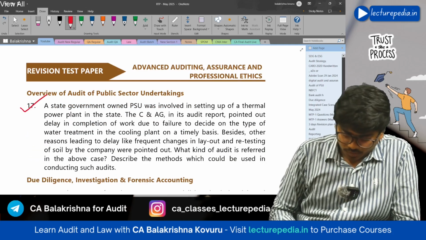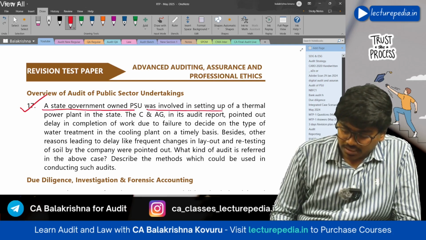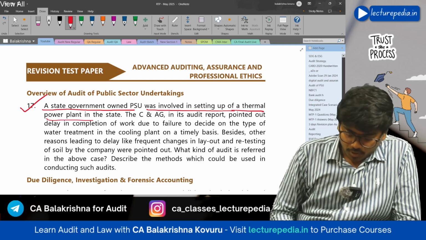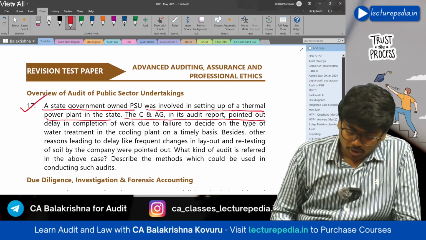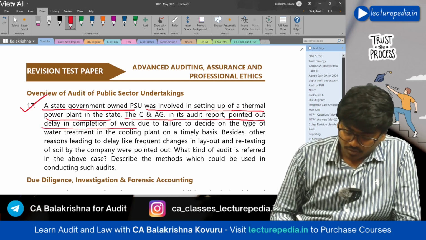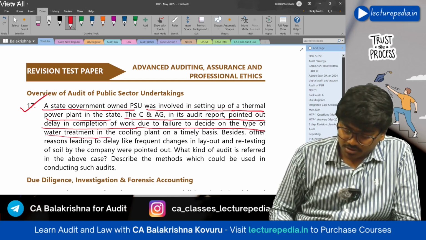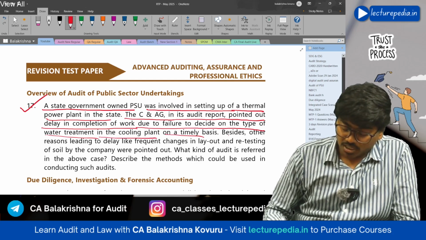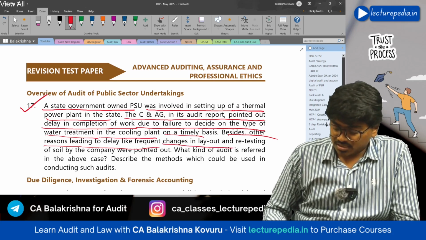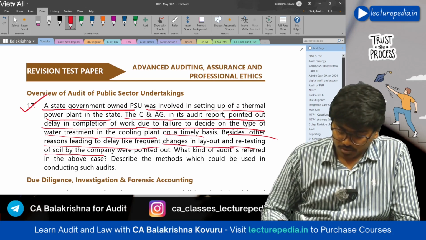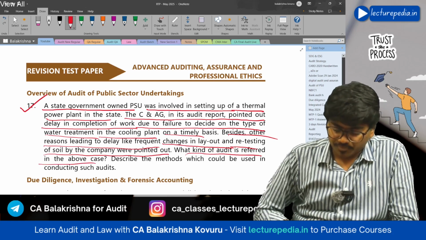Next, 17th question. A state government owned PSU was involved in setting up a thermal power plant in the state. The C&AG in its audit report pointed out delay in completion of work due to failure to decide on the type of water treatment in the cooling plant on a timely basis. Besides, other reasons leading to delay, like frequent changes in layouts and retesting of soil by the company, were pointed out. What kind of audit is referred to in the above case?